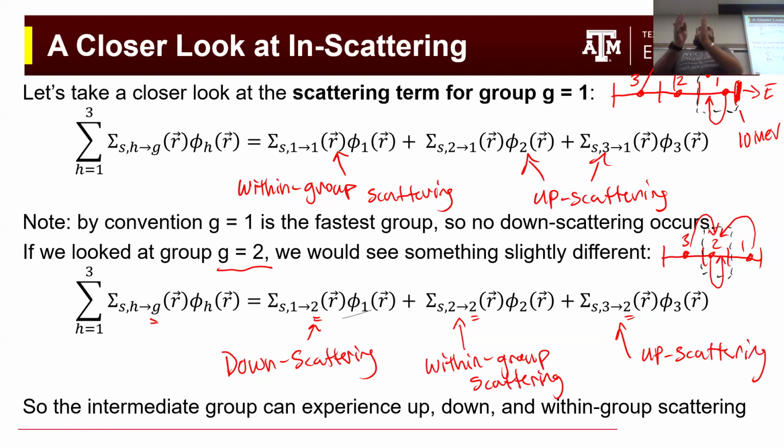So for group 2, because it is in the middle, it could have neutrons that scatter down into it or up into it. It has an upscattering term, it has a downscattering term, and it has a within group scattering term.